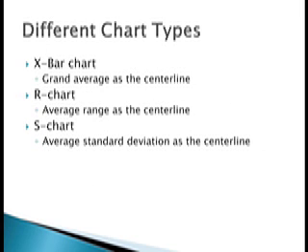There are 3 charts used in SPC control to monitor how well the data points fit in a given process. First is the X bar chart. It uses the average of all the data points as the center line. Second is the R chart. The average range is taken as the center line. Lastly, the S chart uses the average standard deviation as its center line.